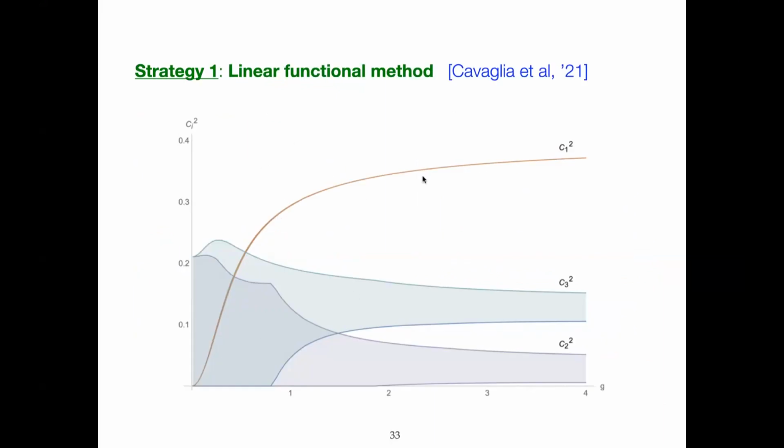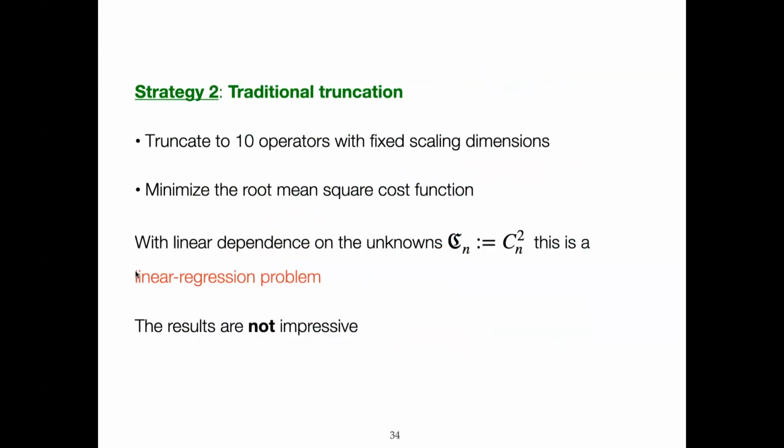You see they determined C1 squared pretty well, in the sense that the upper and lower bounds of the allowed region are very close together, and effectively fix C1 squared, and I will give specific values in a moment. But for C2 squared and C3 squared, they didn't do as well, especially for small 't Hooft coupling. The allowed region is huge. Basically, you're not getting any meaningful information.